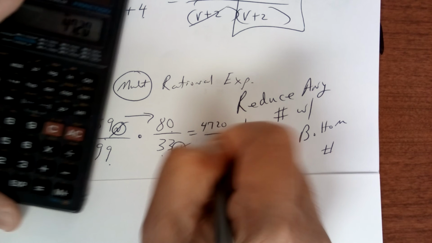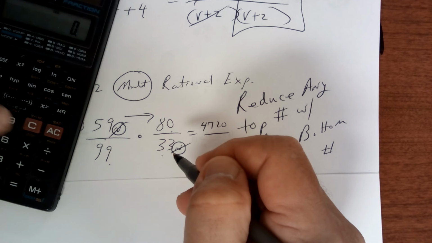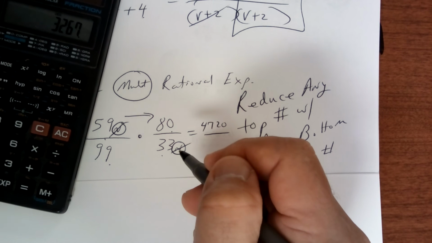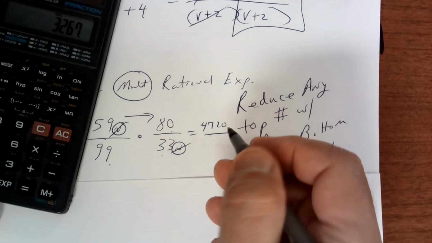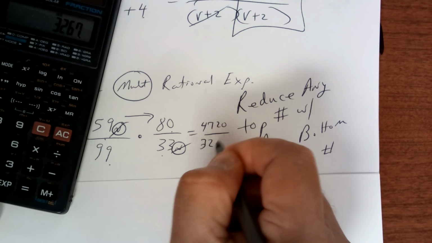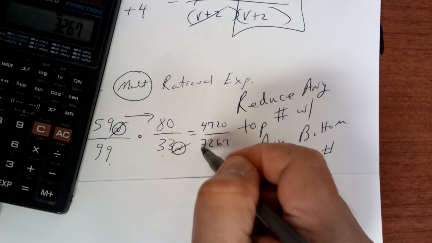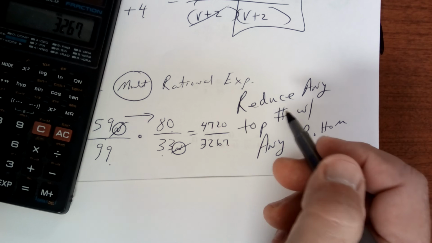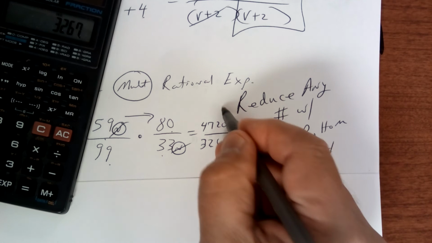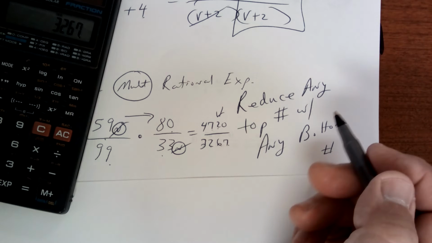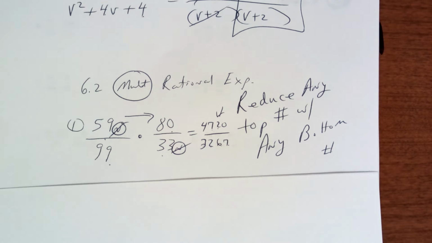And then 99 times 33. And I get 3267. And that's 13, 14, 15, 16, 17, 18. I think 3 goes into that, but 3 I don't think goes into that. So that would be your answer there. It's kind of a messy big number.